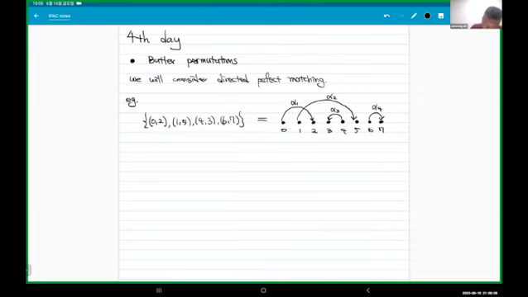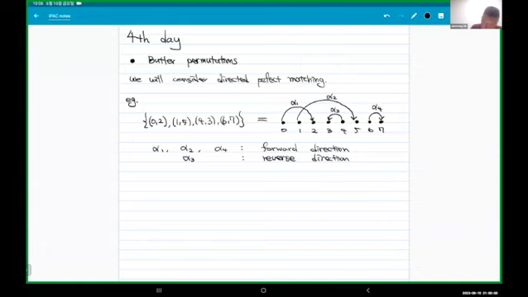We say an arc is in forward direction if the directed arc is i, j and i is less than j. So alpha 1, alpha 2, and alpha 4 are in forward direction. And the remaining arc, alpha 3, is in reverse direction. It's 4, 3, and 4 is bigger than 3, so it's in reverse direction.